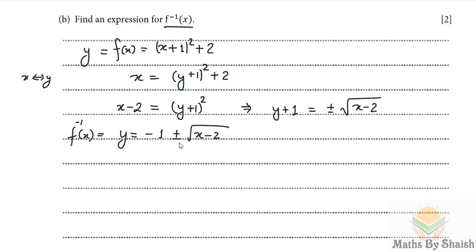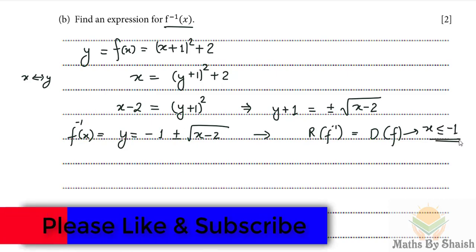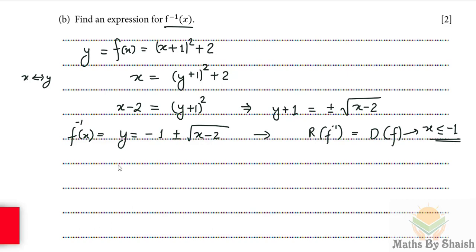But we cannot have plus minus both, and for that we can see this is f inverse x, that is a range. This is the range of f inverse. So the range of f inverse is the same as the domain of f, and the domain of f was x less than or equal to minus 1. So in order to get this value less than minus 1, we have to include the minus, not the plus 1. So hence f inverse of x becomes minus 1 minus square root of x minus 2, and that's how we decide whether to take plus or minus. I hope it is clear.